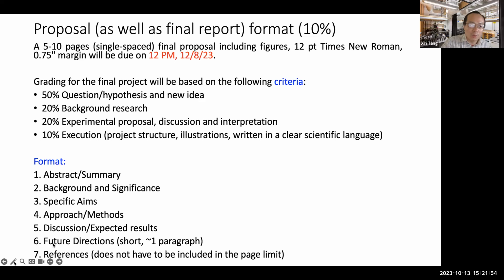Number 6 is go beyond this project. You show what future direction you can do if this project is finished. What other new things can this project lead to? Right. So this gives people a vista for the future, right? A landscape for the future, right? So this can be short, just one paragraph, but it will be fun to write, so that the whole project is not just a one stop.